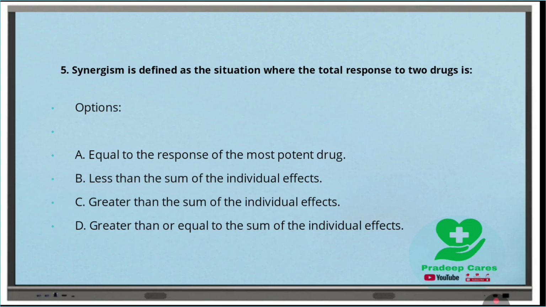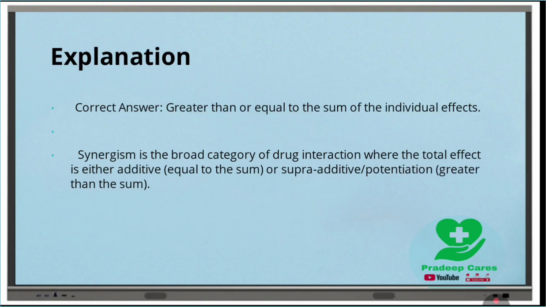Next question. Question number 5. Synergism is defined as the situation where the total response to two drugs is, options are: option A equal to the response of the most potent drug, option B less than the sum of the individual effect, option C greater than the sum of individual effect, and option D greater than or equal to the sum of individual effect. And the correct answer is option number D. Explanation. Synergism is the broad category of drug interaction where the total effect is either additive, equal to the sum, or supra-additive, meaning potentiation, greater than the sum.